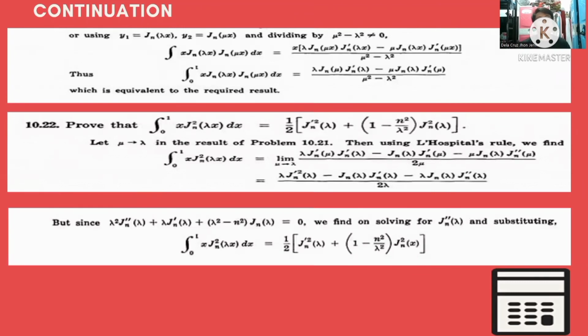But since lambda squared J sub n double prime of lambda plus lambda J sub n prime of lambda plus (lambda squared minus n squared) J sub n of lambda equals 0, solving for J sub n double prime of lambda and substituting, we find the integral from 0 to 1 of x J sub n squared of lambda x dx equals one half of J sub n prime squared of lambda plus (1 minus n squared over lambda squared) J sub n squared of lambda.